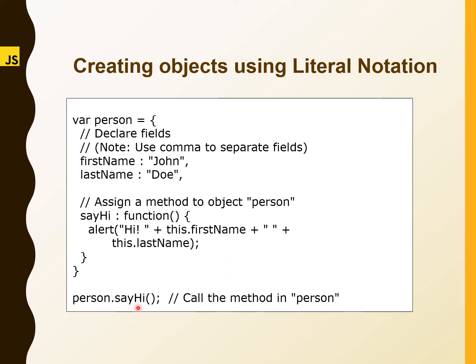So the sayHi function inside the object person will work. It will produce an alert box with the message Hi this.firstName. this refers to the current object. Here the current object is person. Person has the firstName value John, lastName value Doe. So Hi John Doe, that is the message in the alert box. Like this way also we can create objects in JavaScript.